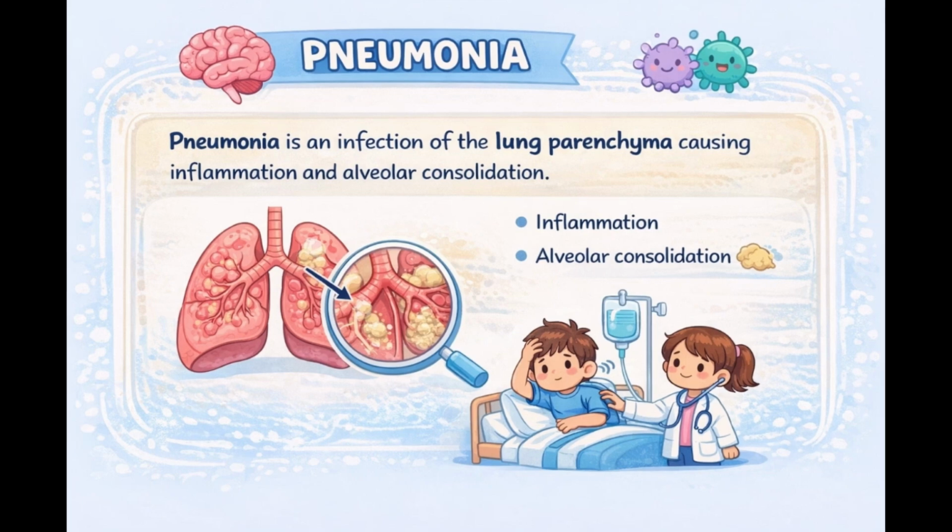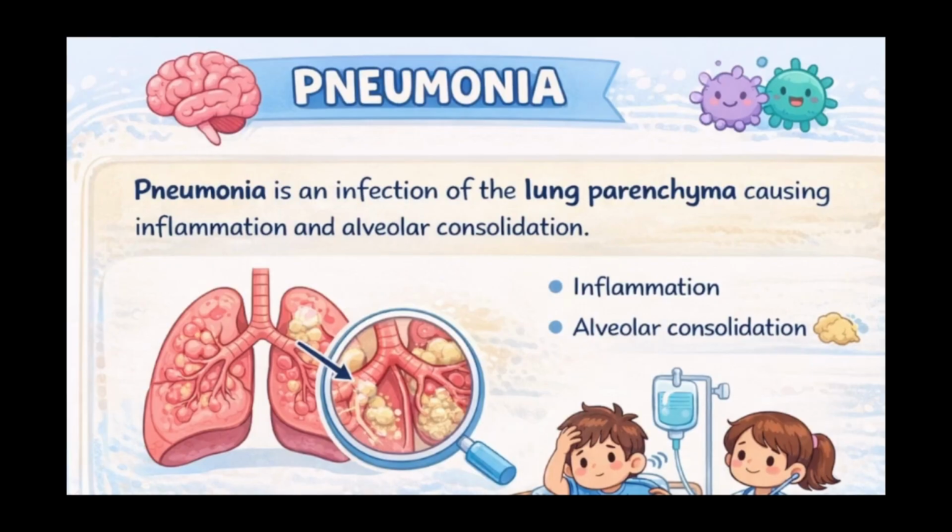A child presents to you struggling to breathe. Subtle signs can easily be missed, but recognizing them early can save a life. Let's break down pneumonia simply and clinically. Pneumonia is an infection of the lung tissue causing inflammation and alveolar consolidation.